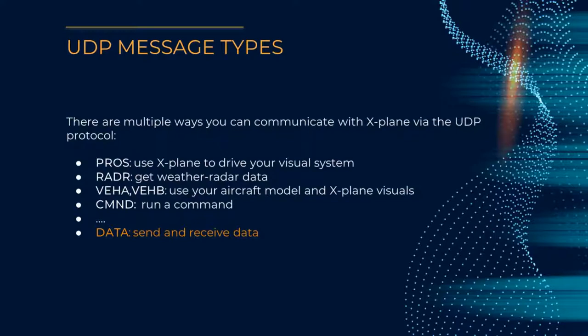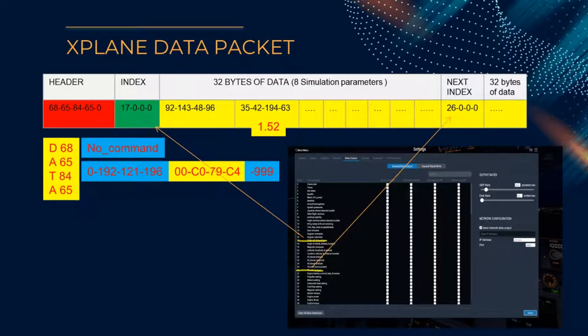But today, we speak about the data message, which is more generic and permits us to send and receive data. The first thing we should know is the X-Plane data packet. It has the following form. It has 5 bytes in the beginning, which spell the word DATA in ASCII, plus a terminating 0 string.